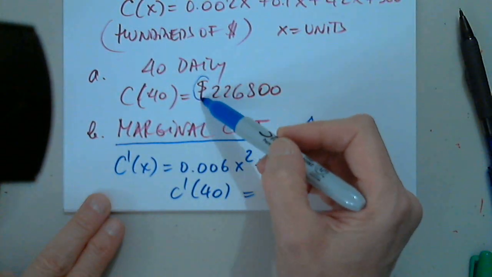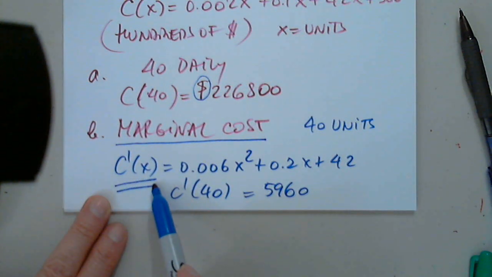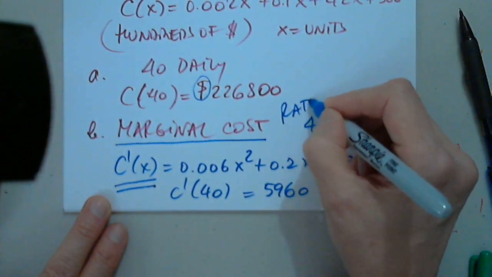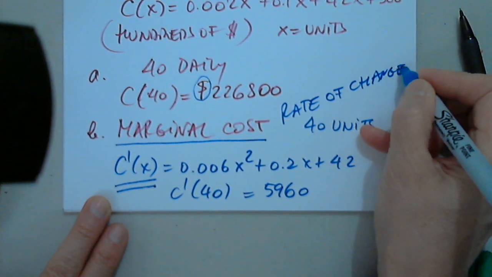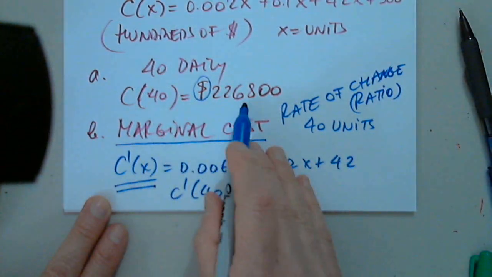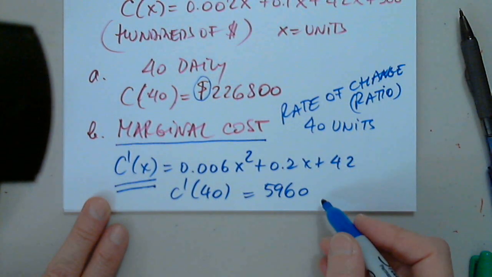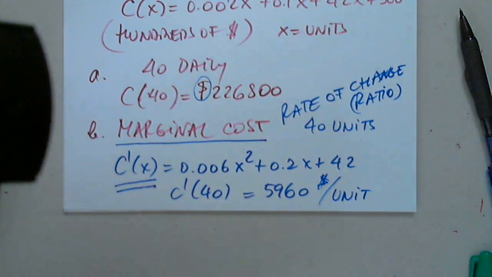So here we put dollars. This always has a totally different measurement unit. It cannot have the same measurement unit. This is the rate of change, which is a ratio. And this is a cost, which is not a ratio. So what is this? Dollars per unit. Thank you very much. Awesome. Good. Moving on.